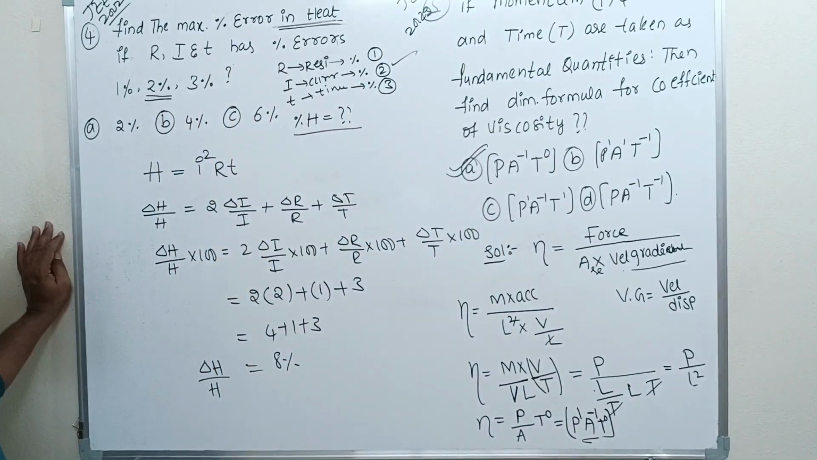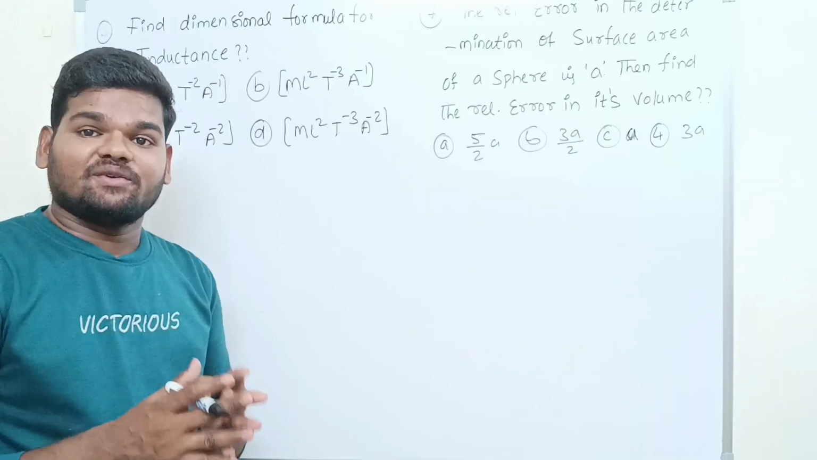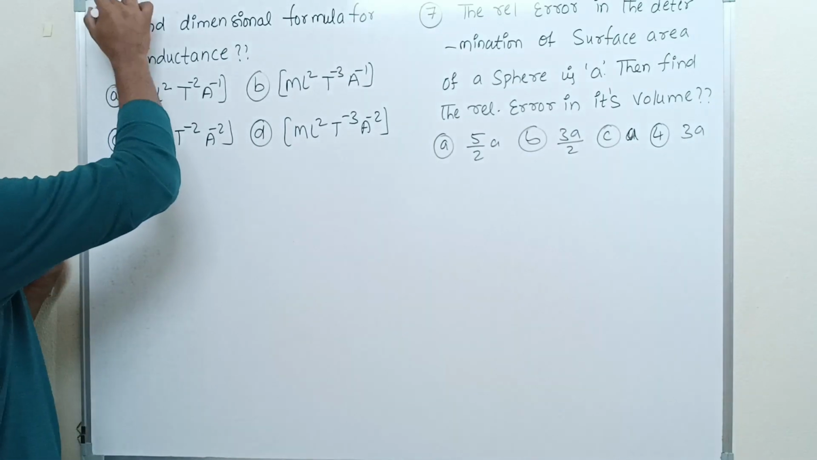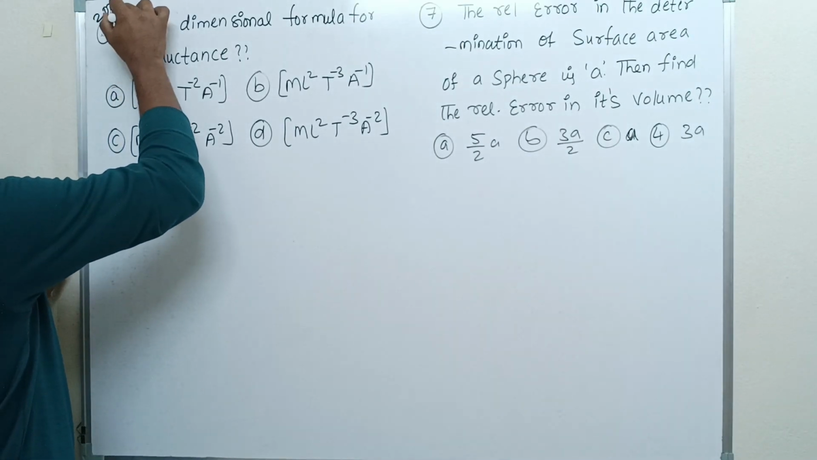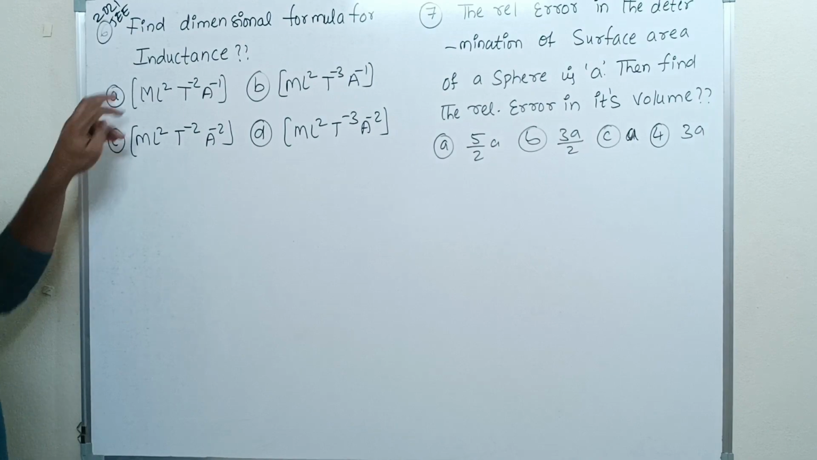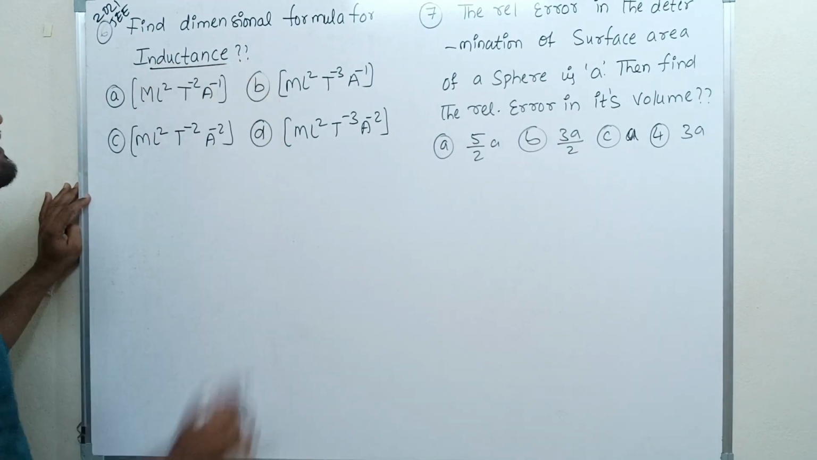So pause the video and write the notes. 3, 2, 1. Right, have a look. This is a JEE 2021 question. What are they giving? They are giving the direct dimensional formula of inductance.